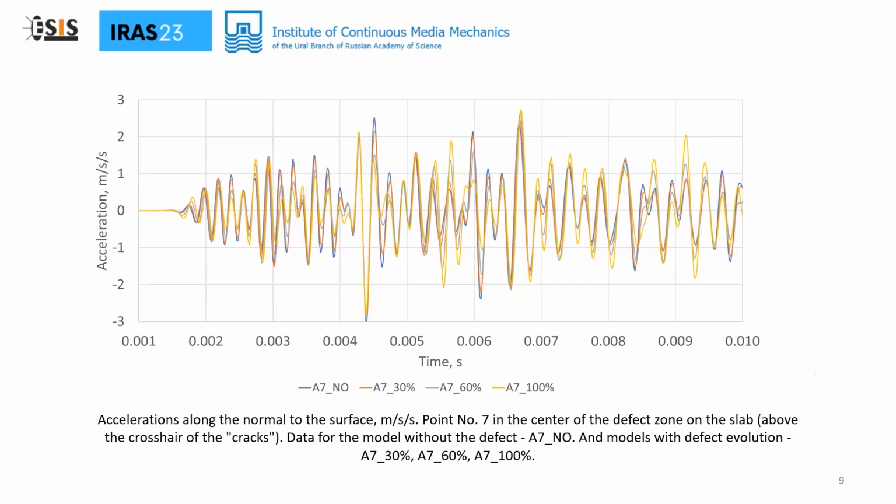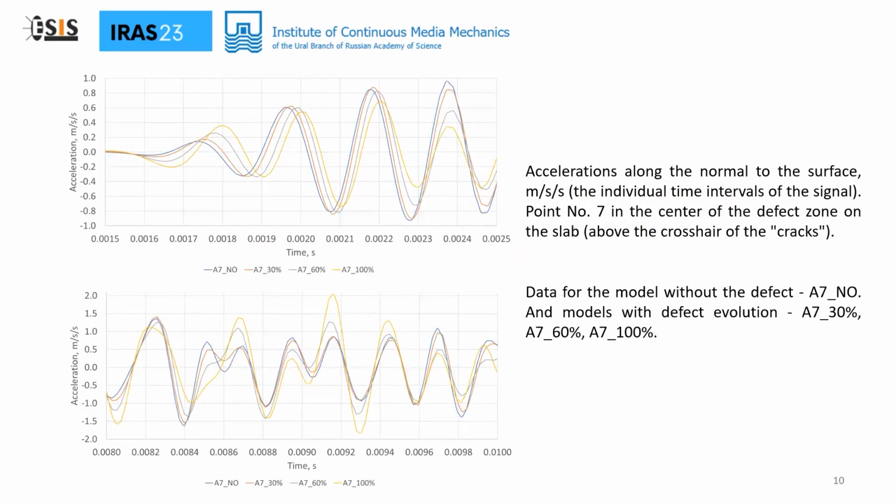The slide shows the result of the vibroacceleration analysis for point number 7, which is located directly above the defect growth zone on the opposite part of the floor slab. You can clearly see how the signal at the reference point changes as the defect evolves. If we consider the individual time intervals of the signal, the difference can be seen with the naked eye. The slide shows the time intervals of the signal, which clearly show the change in phase, amplitude, and even shape of the signal as the defect evolves in the reference area. All this suggests that the defects introduce quite tangible changes in the vibration portrait of the structure.